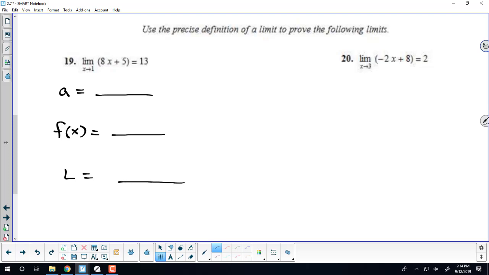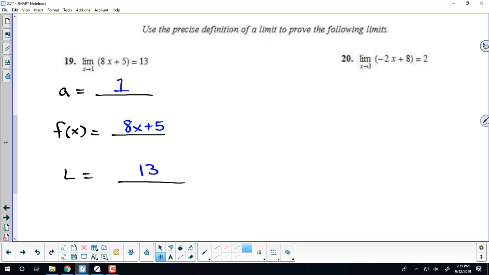What's A? A is what x is approaching, 1. f of x is 8x plus 5. And L? 13. For sure, when you're given the graph, you want to somehow reference A and L, because those are the ones we relate the distance back to, right? Once we get that window, we have to go back to A in order to determine delta. And L, once we have that window, we have to go back to it to determine epsilon.